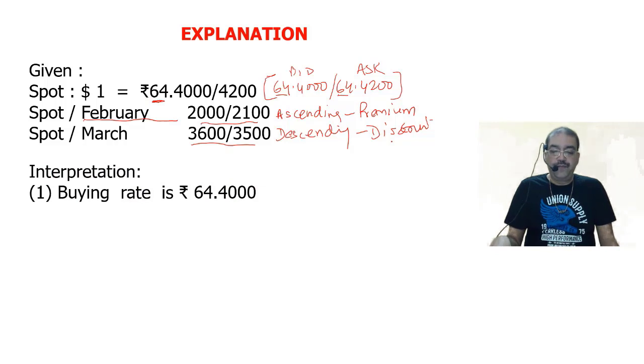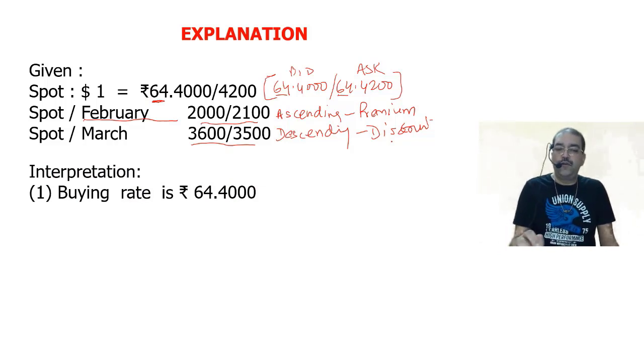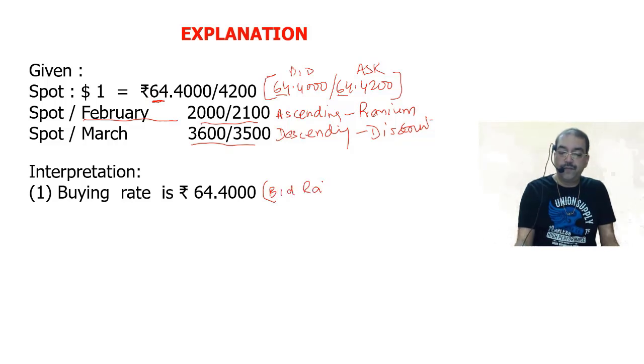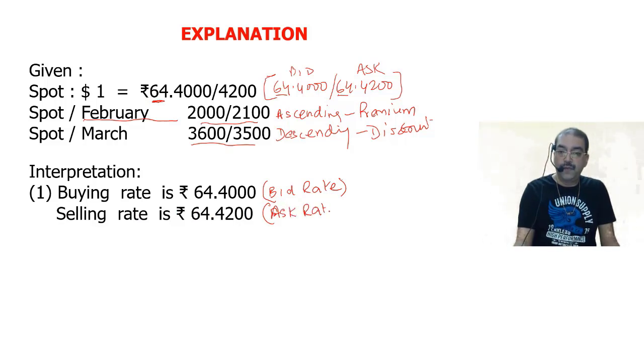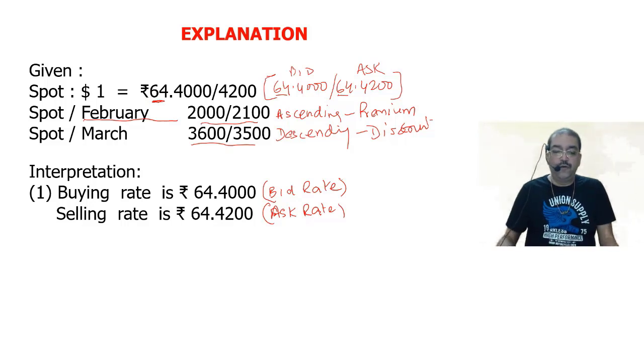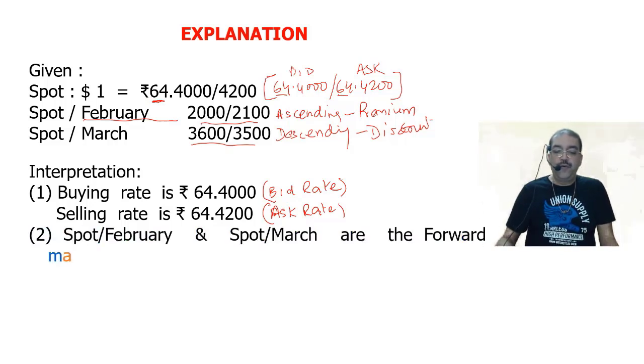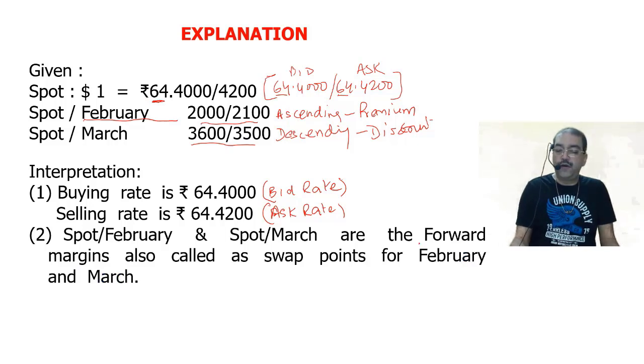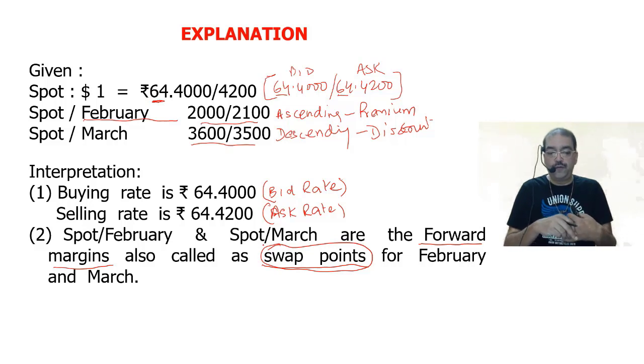So interpretation. Buying rate is 64.4 thousand, also called the bid rate. Selling rate is 64.4200, also called the ask rate. This is the interpretation that I'm writing. You also have to write down: spot February and spot March are the forward margins. What are they called? They are called forward margins, also called swap points. I've told you this. I will be calling them swap points. It is a technical term that we normally use in our problems also.